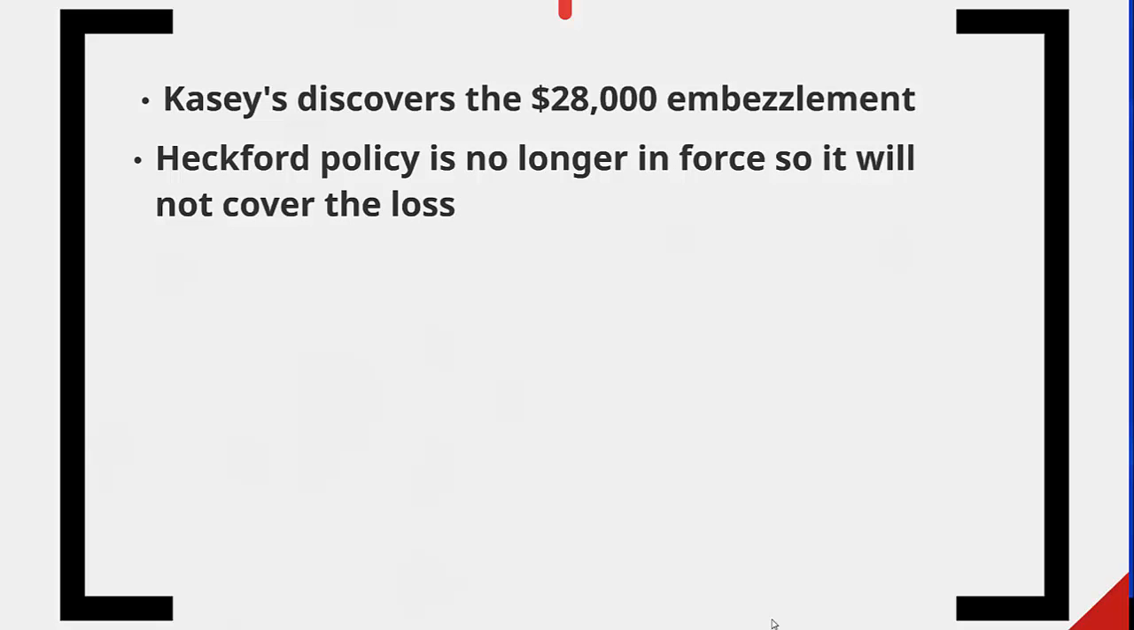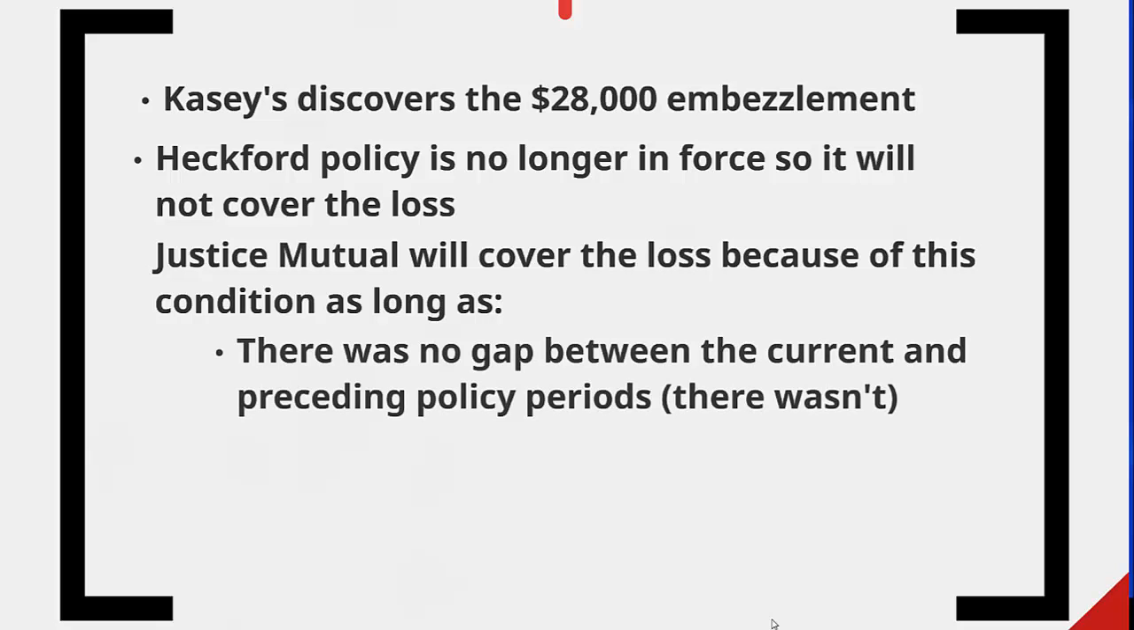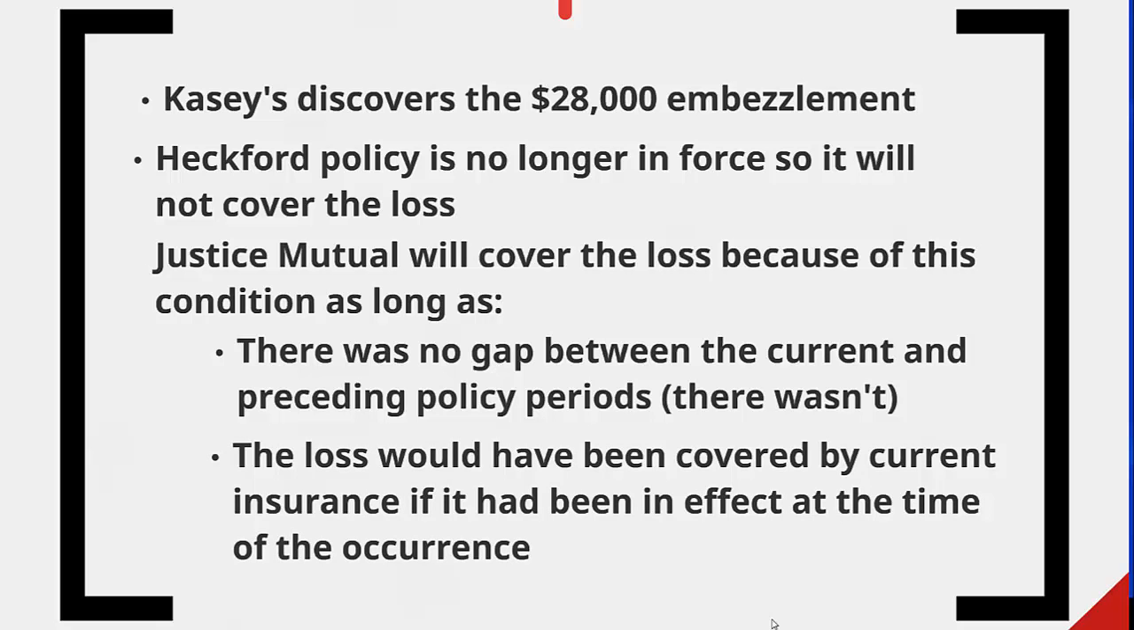Hemford policy is no longer in force, so it will not cover the loss. Justice Mutual will cover the loss because of this condition as long as there was no gap between the current and preceding policy periods, and there wasn't, and the loss would have been covered by current insurance, in other words, by the Justice Mutual policy, if it had been in effect at the time of the occurrence.